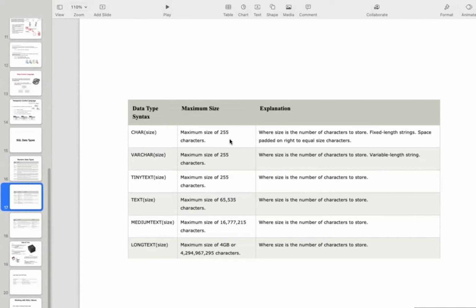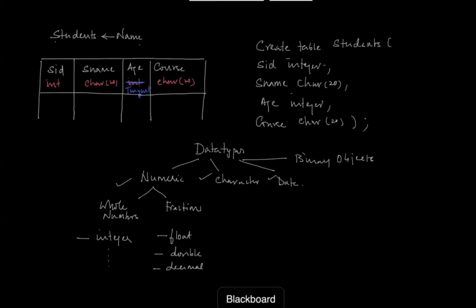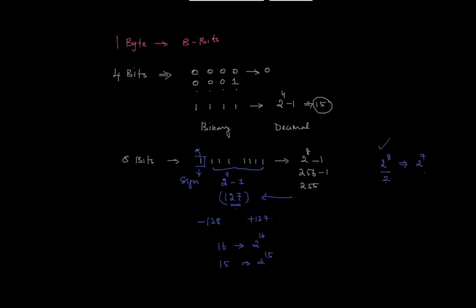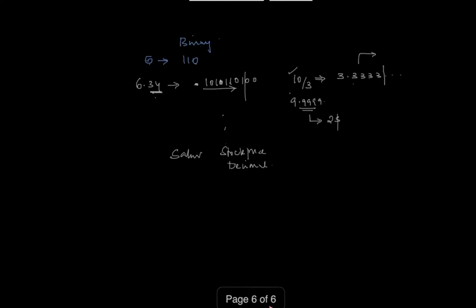So char and varchar are used where you specify a size. This means we are going to put character data, but we will not exceed whatever size is mentioned here. The maximum you can put here is 255. So if you declare a column of type character, here we have declared student name as character of 20.